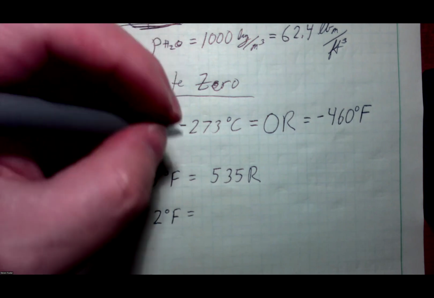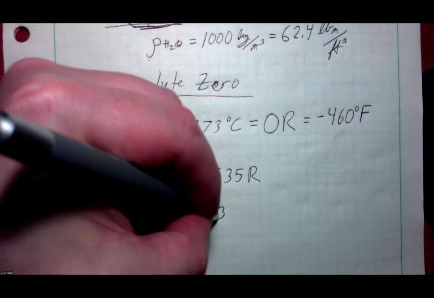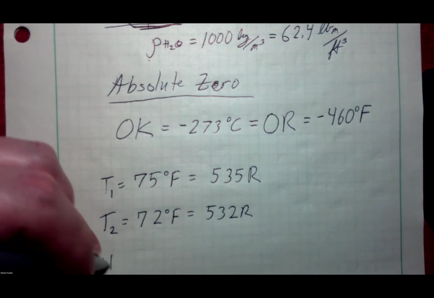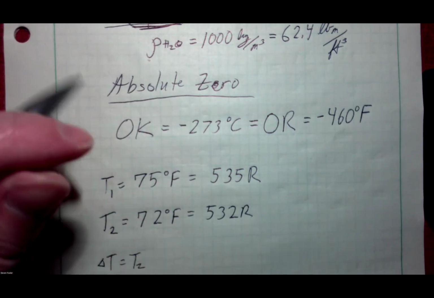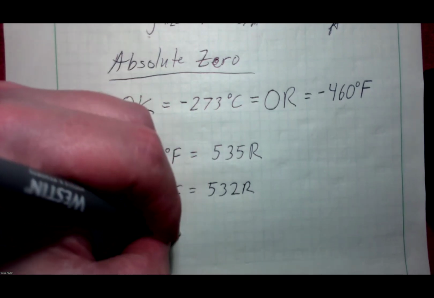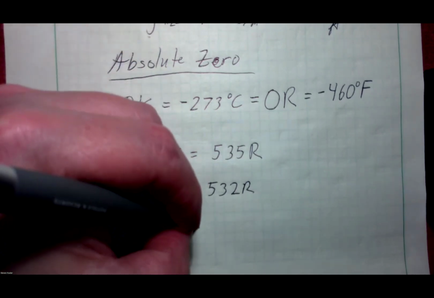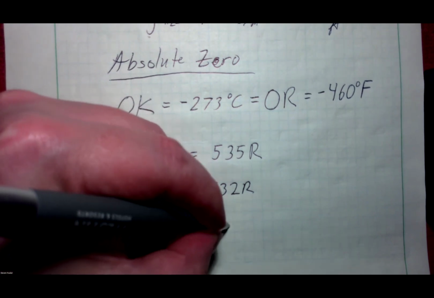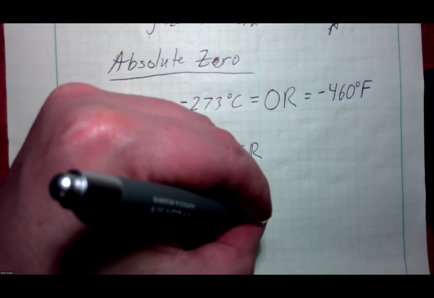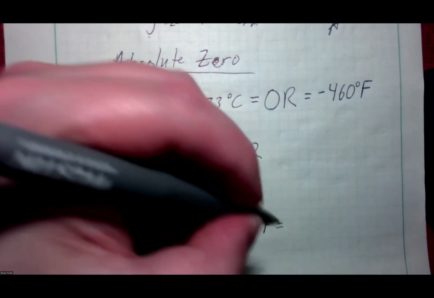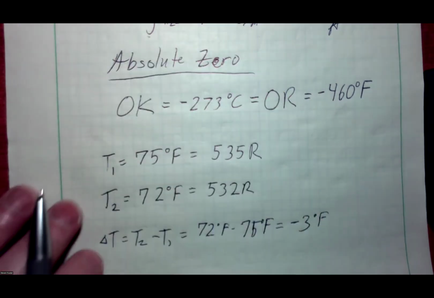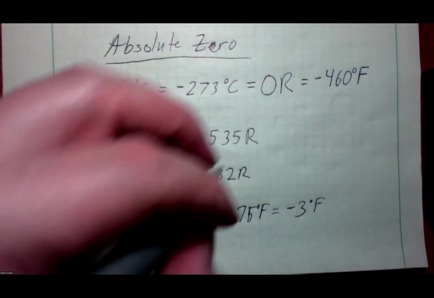And we add 460 to this one, so that's going to be 532 Rankine. Okay, so if I take delta T, that is T2 minus T1, right? So if I take 72 degrees Fahrenheit minus 75 degrees Fahrenheit, that is minus 3 degrees Fahrenheit. It's a 3-degree Fahrenheit drop.